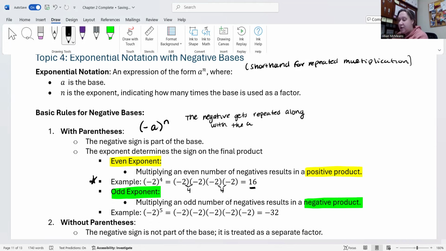Now for the next example down here, we have (-2) to the 5th power. Again, that negative is in parentheses, so that negative gets repeated right alongside that 2. So this is going to be the same.